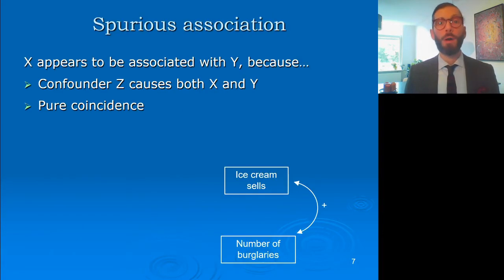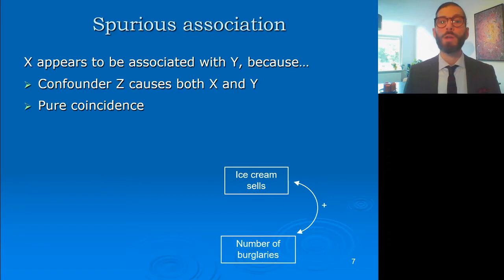The concept of a confounder is closely related to that of a spurious association. A spurious association occurs when X only appears to be associated with Y, and that apparent relationship can have two causes. One is because there is a confounder Z which causes both X and Y, thereby making it seem as though X and Y are correlated. And the second reason is because of pure coincidence. Sometimes variables appear to be correlated by means of pure coincidence.